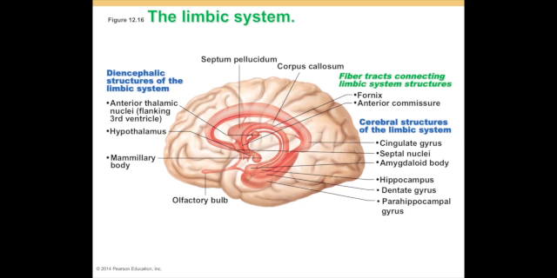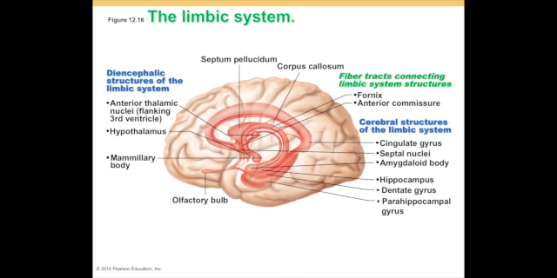Here is figure 12.16 in your textbook that you need to study. It looks pretty impressive, doesn't it? The outline of the limbic system. Looks like a futuristic spaceship, maybe something the Cylons would have. So we see on the left the diencephalic structures of the limbic system, which include the anterior thalamic nuclei, the hypothalamus, and the mammillary body. Also, we see the olfactory bulb, because these are actually structures that first were of primary importance in the rhinencephalon.